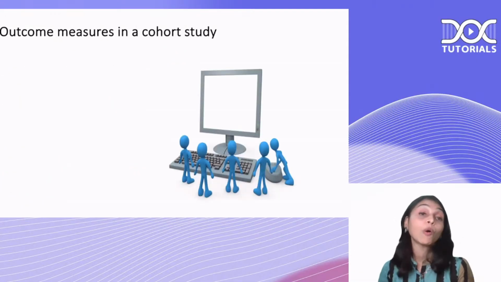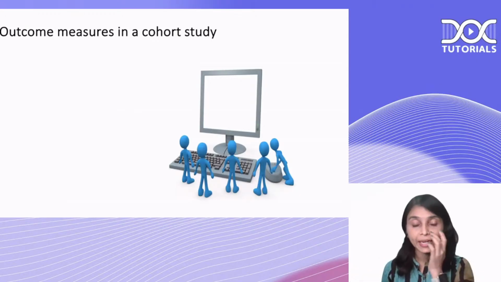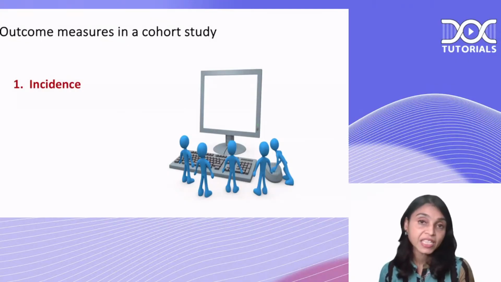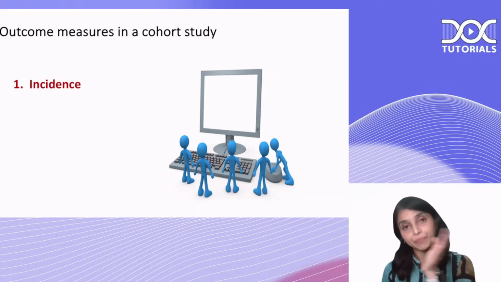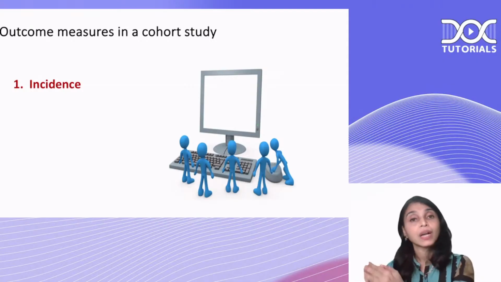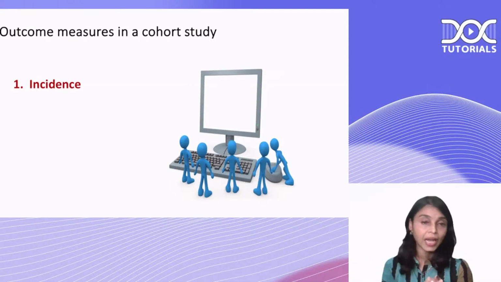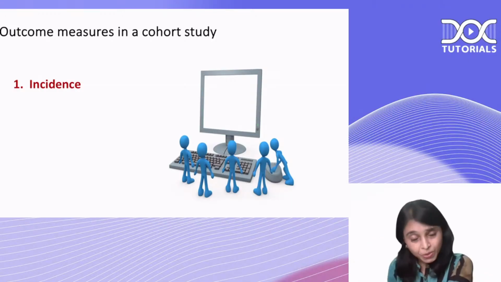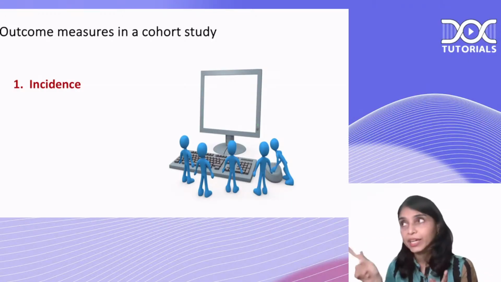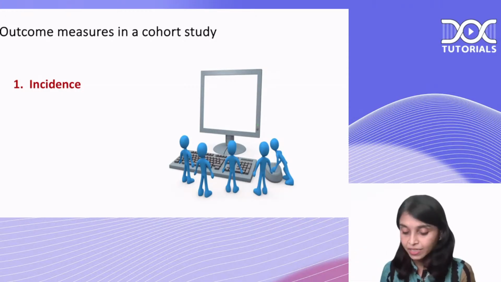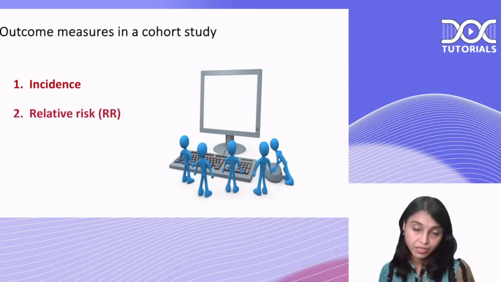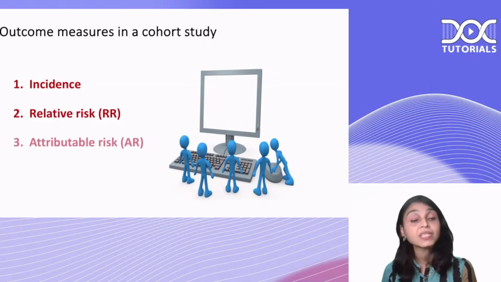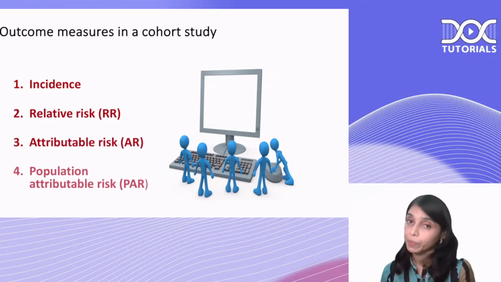Now coming to the outcome measures in a cohort. I will not be going into the details. Just understand that there are 4 outcome measures in a cohort. One is incidence. Incidence means the number of new cases happening in the exposed at the end of your follow-up time, and the number of new outcomes which happened in your non-exposed at the end of your follow-up time. That is incidence. Then you have relative risk. Then you have attributable risk, and then you have population attributable risk.